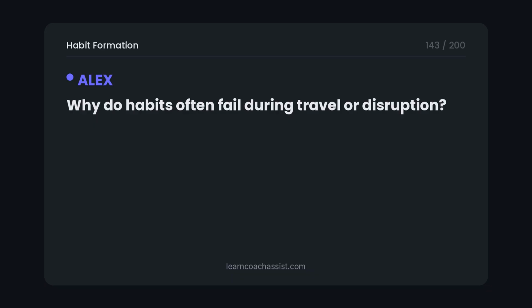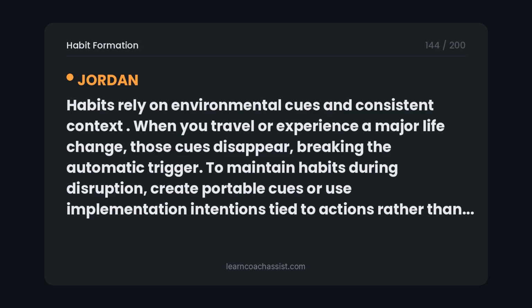Why do habits often fail during travel or disruption? Habits rely on environmental cues and consistent context. When you travel or experience a major life change, those cues disappear, breaking the automatic trigger. To maintain habits during disruption, create portable cues or use implementation intentions tied to actions rather than locations.